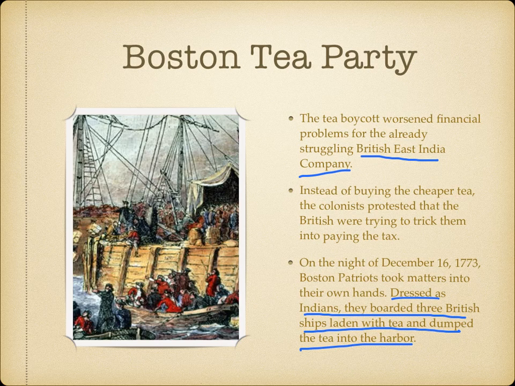On the night of December 16, 1773, Boston patriots took matters into their own hands. They dressed themselves up as Indians, put paint on their faces, boarded 3 British ships and dumped the tea into the harbor. Today, that may not seem like much, but they dumped the equivalent of $4 million worth of tea, which severely crippled the already suffering British East India Company.